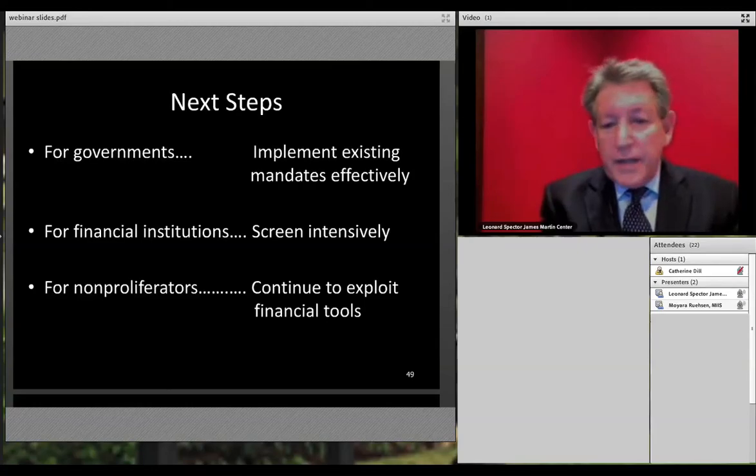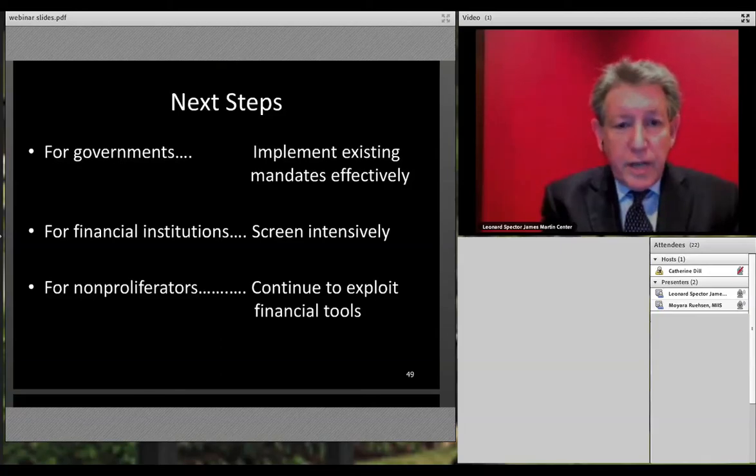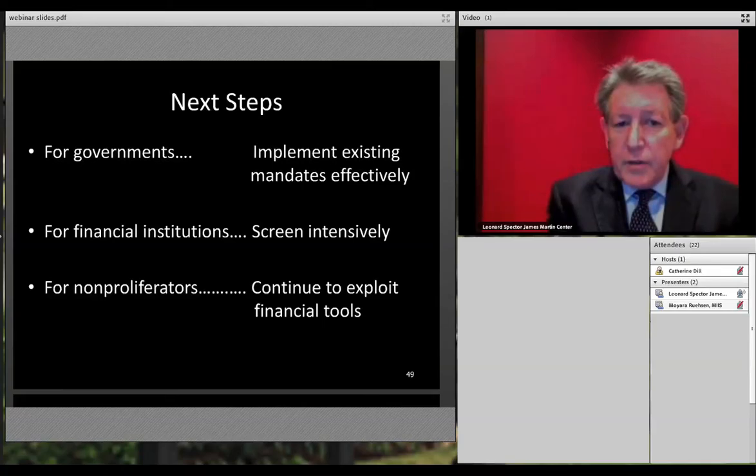Let's just talk about next steps as we wrap up. For governments, clearly what we want to see done is full implementation of the existing mandates. These are the UN Security Council resolutions, the US sanctions, and other items where many countries are simply not implementing them at all, and others, as we said earlier, may not be implementing them as effectively and as efficiently and as aggressively as they really should be. So that's a big gap right now. A lot of countries are doing the right thing, but there are others that are lagging.